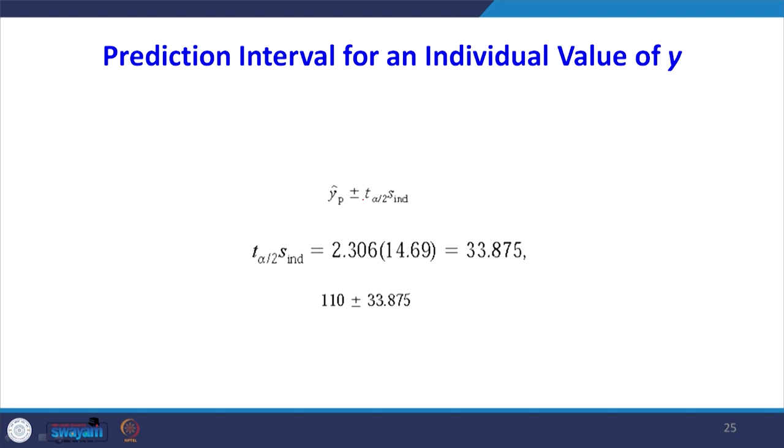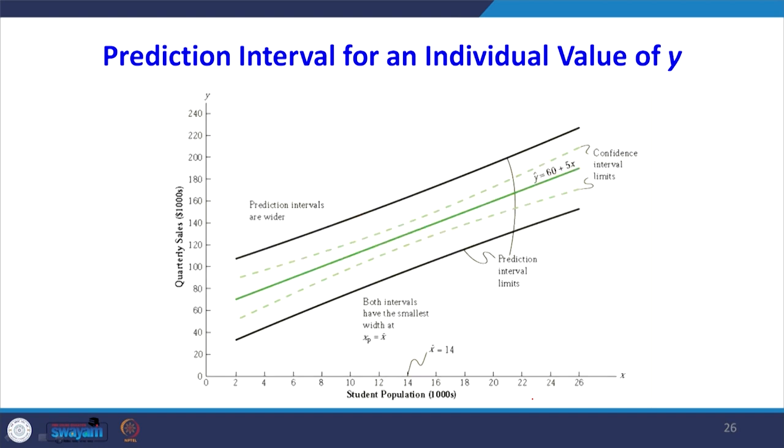get this. 33.875 is the margin of error. So, 110 plus or minus 33.875 will give this one. The black line shows the prediction interval, the green line shows the confidence interval, both are not straight lines. When you look at this, the prediction interval has a larger margin of error compared to the confidence interval.